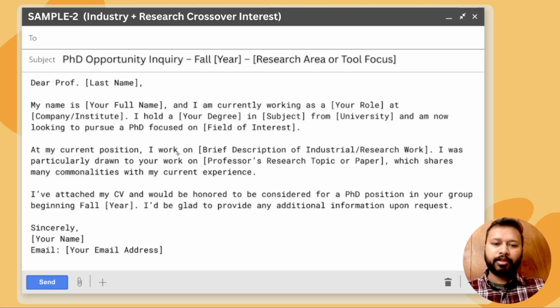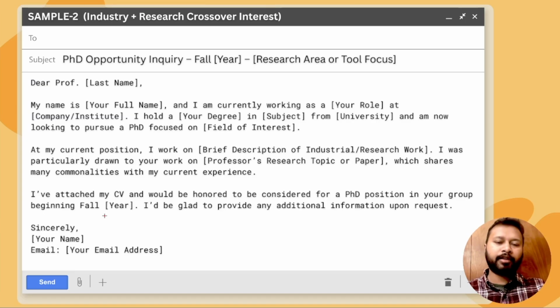At my current position, I work on a brief description of your industrial or research work. So here you can mention what things you are working upon. I was particularly drawn to your work on whatever work you find interesting. You can mention that, which shares many commonalities with my current experience. I have attached my CV and would be honored to be considered for a PhD position in your group beginning fall of whatever year.